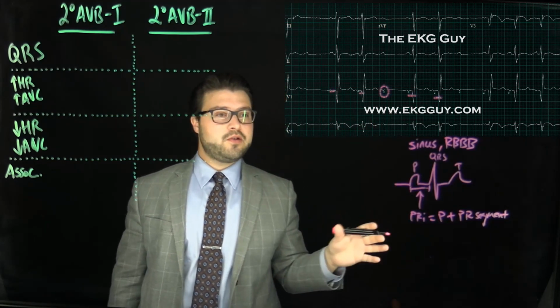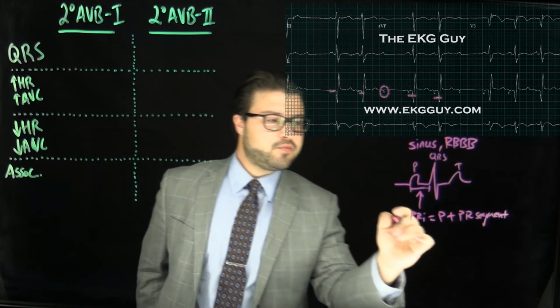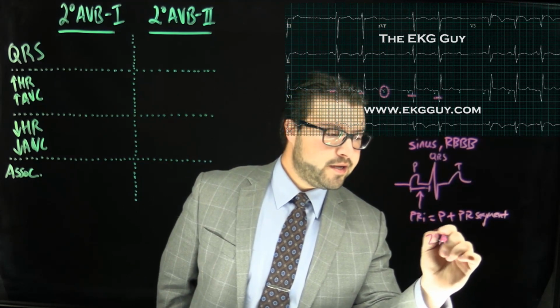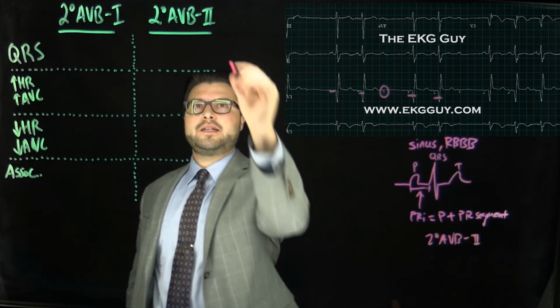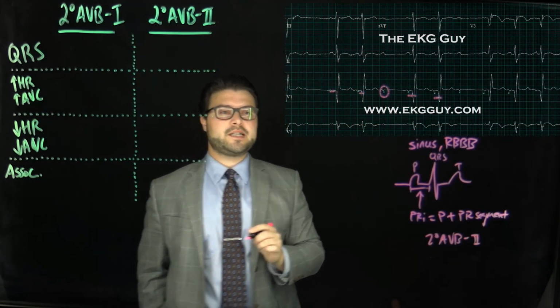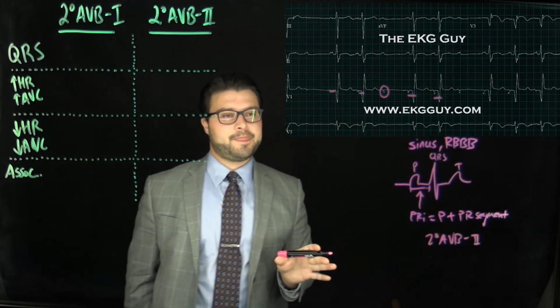And so when you have that sort of thing, this is where you want to think of a second degree AV block, specifically Mobitz type 2. And so that's the answer here. This is a Mobitz type 2 AV block.